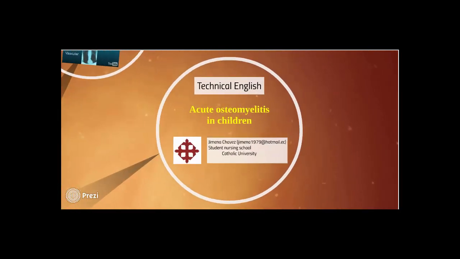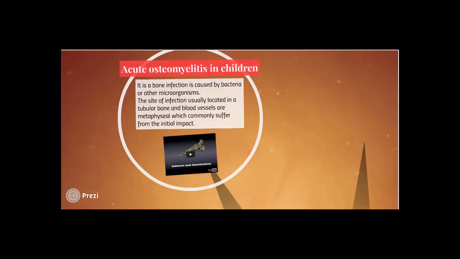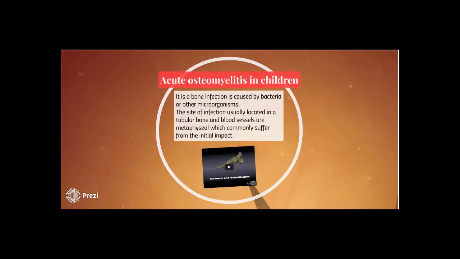My topic is acute osteomyelitis in children. It is a bone infection caused by bacteria or other microorganisms. The site of infection is usually located in the tubular bone, where the vessels are metaphyseal, which commonly suffer from the initial impact. That is the first video of the topic.